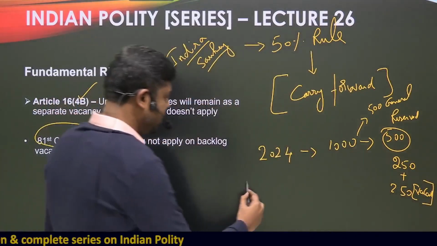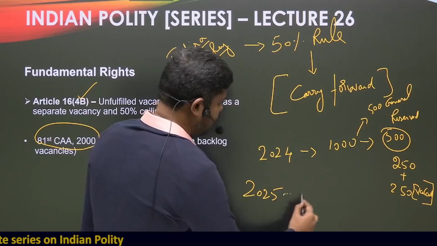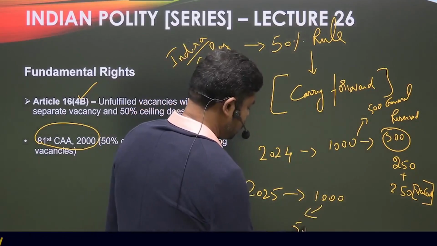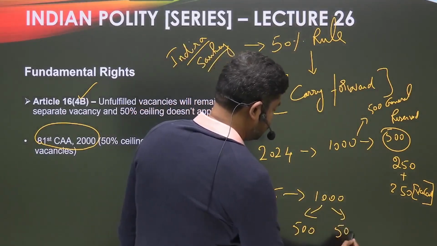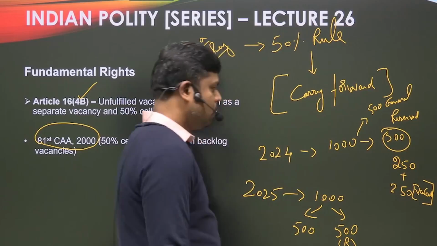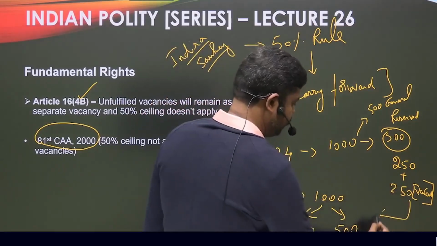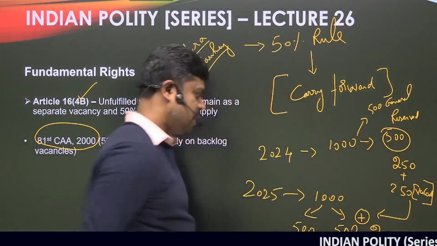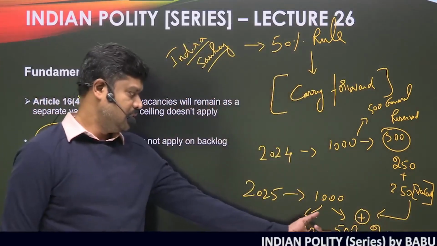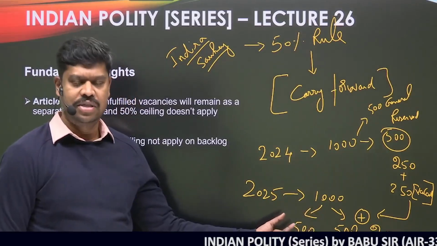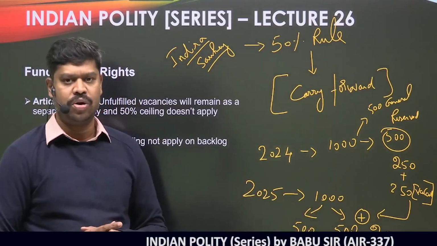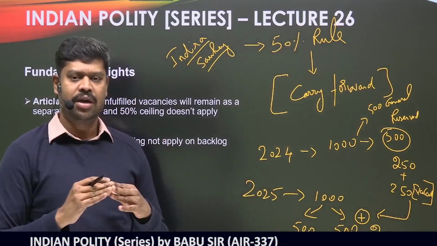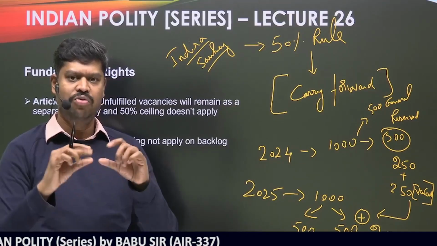So let us assume in 2025, again there are 1000 vacancies, and in this let us assume 500 are for general and 500 for the reserved community. Now 250 are vacant, so you are bringing this 250 and merging it here. When you add 250 plus 500, it becomes 750, and then 500 for the general, so the total is 1250.